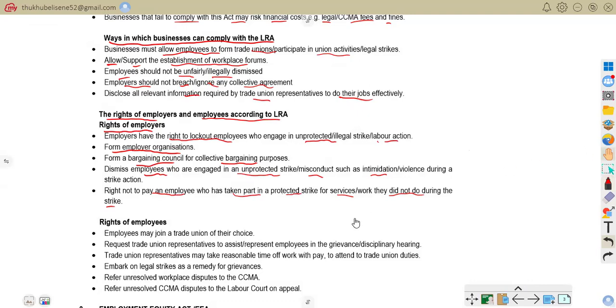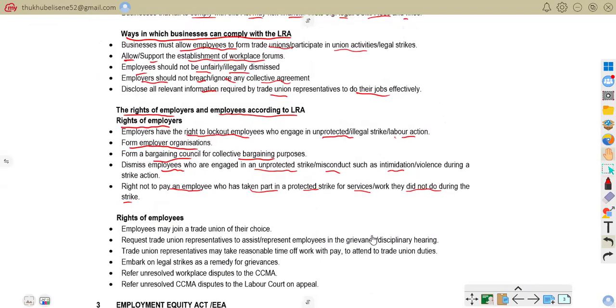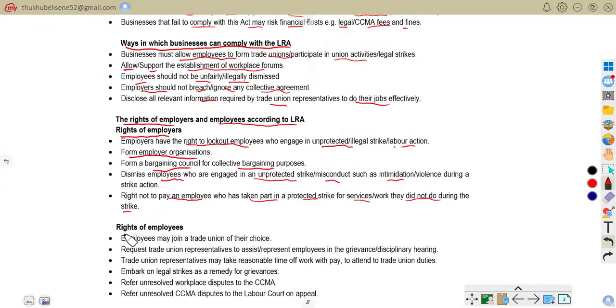So now let us go to the rights of employees. As it says, employees may join trade union of their choice. Meaning to say, employees are free to become members of any trade union they want. That is that. Request trade union representative to assist or represent employees in the grievance or disciplinary hearing. So what it means is that employees can ask a union representative to attend meetings when they face accusations or lodge complaints. So that is that.